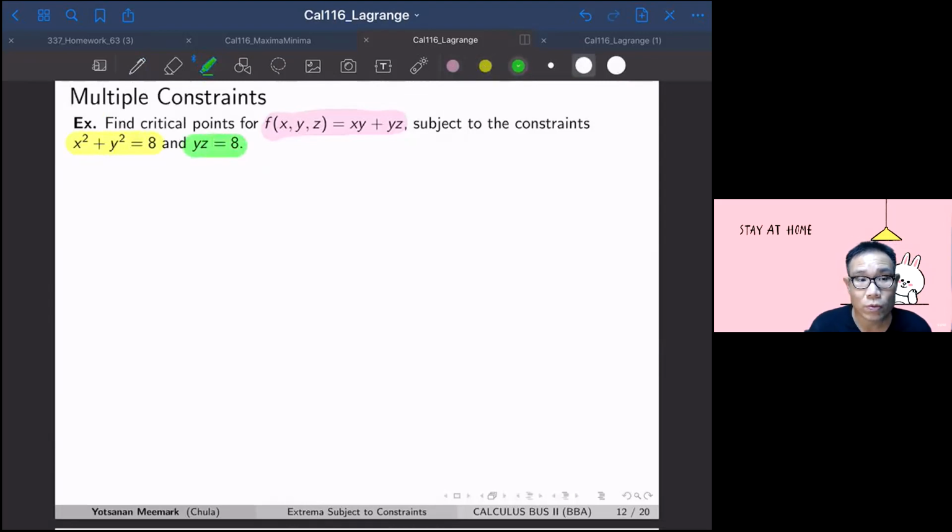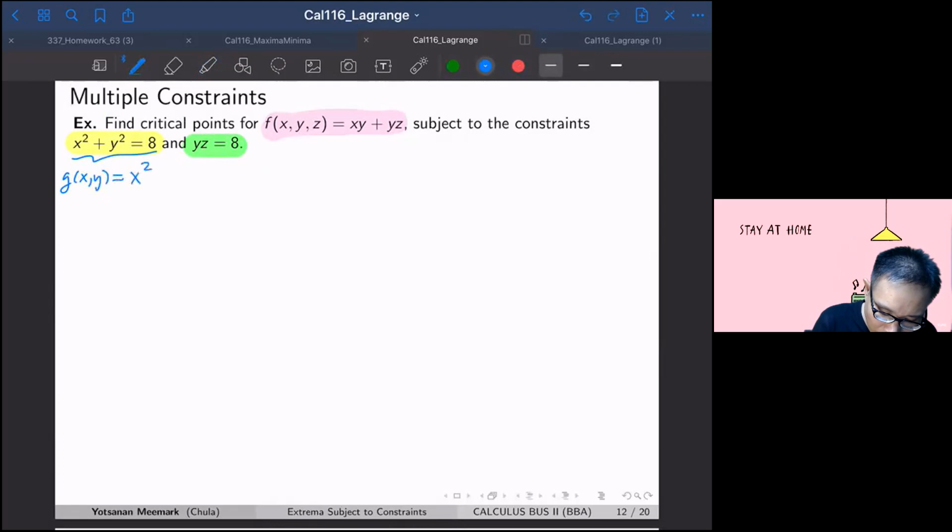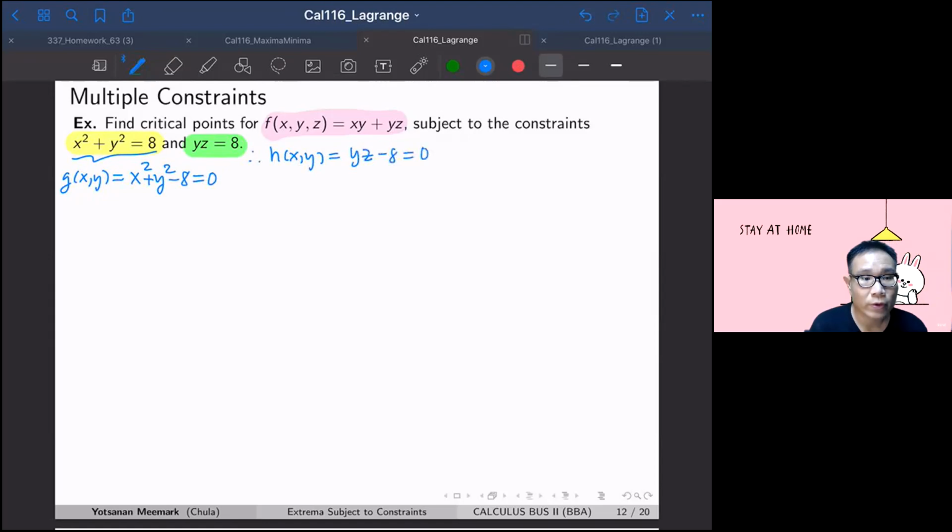Okay, so we would just want to construct an auxiliary function. So you're going to construct the same thing. So you're going to have f, and in this one you have g(x, y) equal to x squared plus y squared minus 8 equal to 0. And you have h(x, y) equal to yz minus 8 equal to 0.